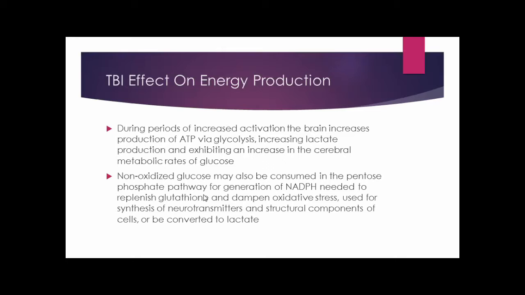So non-oxidized glucose may also be consumed in the pentose phosphate pathway, which is another pathway for generation of NADPH needed to replenish glutathione and dampen the oxidative stress. And this is used for synthesis of neurotransmitters and structural components of all cells, or it could be otherwise converted into lactate, and that's the predominant form that comes about. So there's a lot of lactate production in traumatic brain injury is what your take-home point is from that, and that's what the brain is using a lot of as its substrate, as opposed to primarily glucose, like in the normal state.